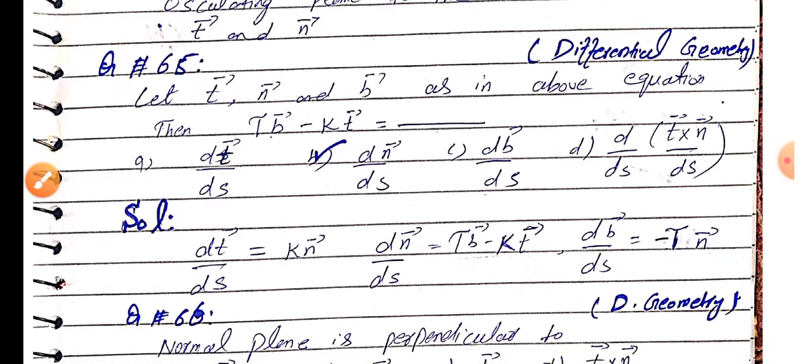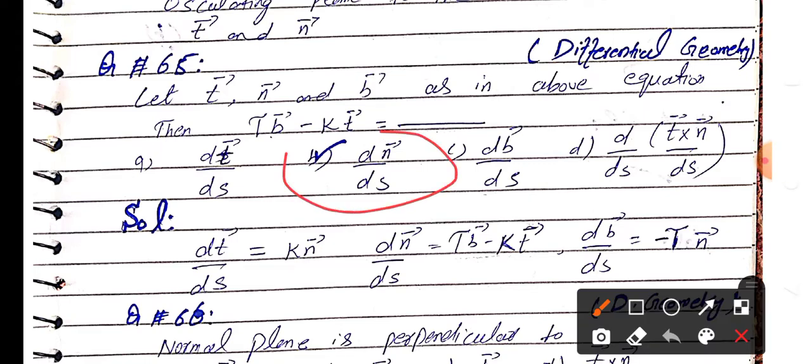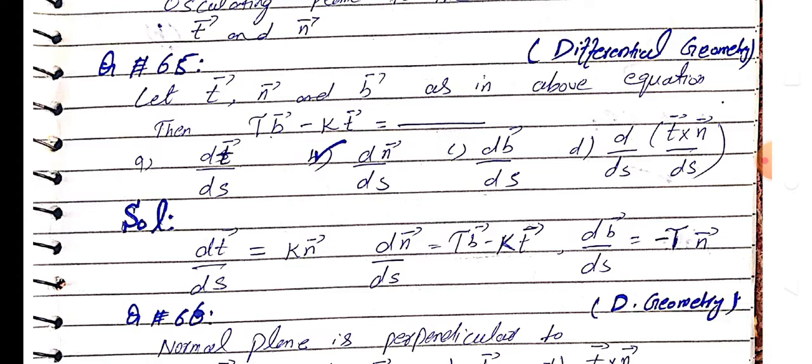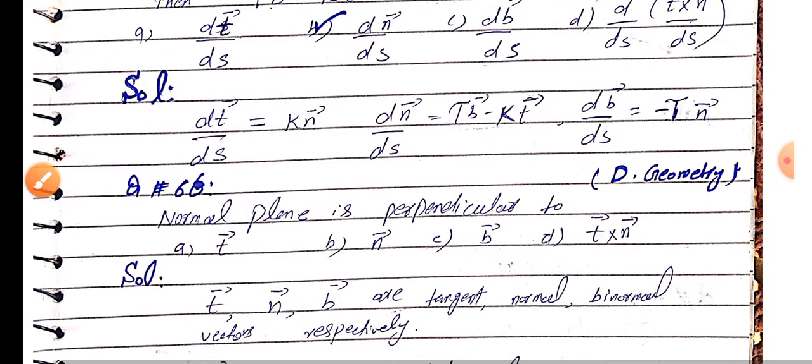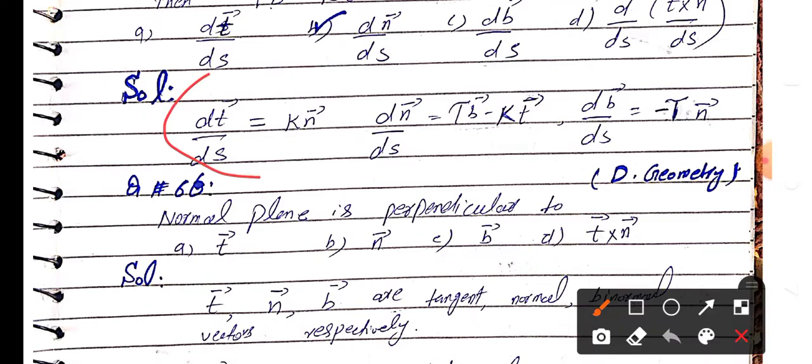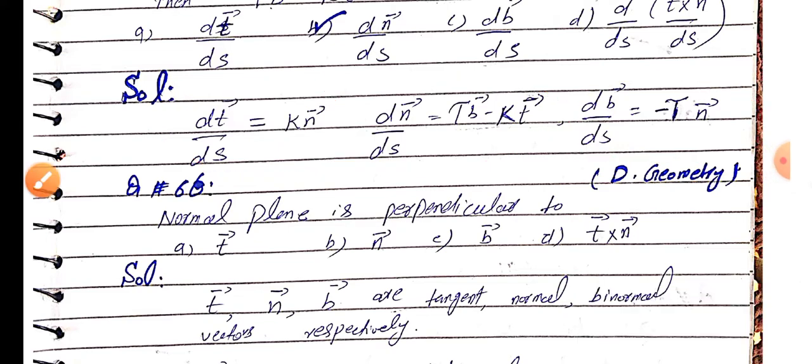65. Let T, N and B be as in the above equation. Then dT by ds is equal to kN, dB by ds is equal to minus tau N, and dN by ds. These formulas are the Frenet formulas. Must learn them. Frenet formulas.